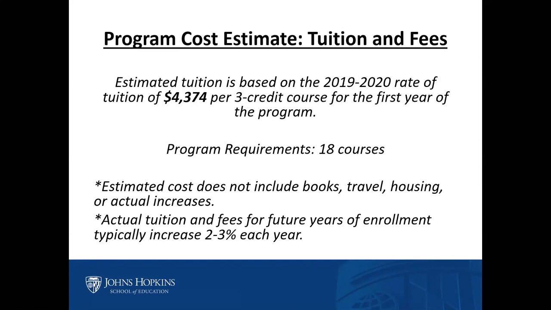Regarding the cost of tuition and fees, estimated tuition is based on the 2019-20 rate of $4,374 per 3-credit course. The program requirement is 18 courses. The estimated tuition that I just gave you does not include books, travel, housing, or annual increases. Actual tuition and fees for future years of enrollment typically increase approximately 2 to 3% each year.